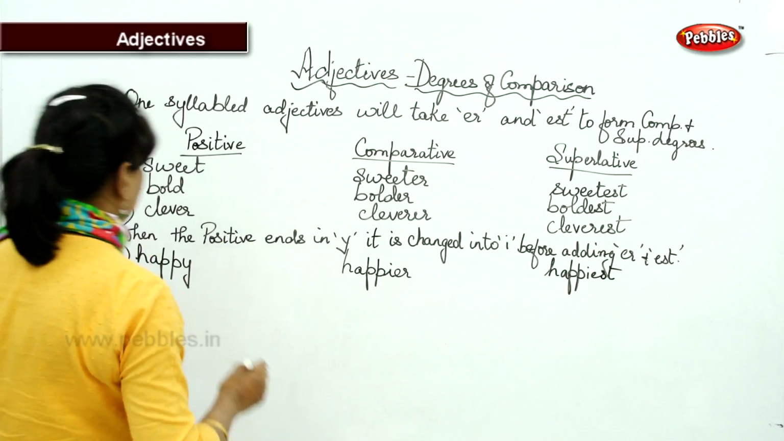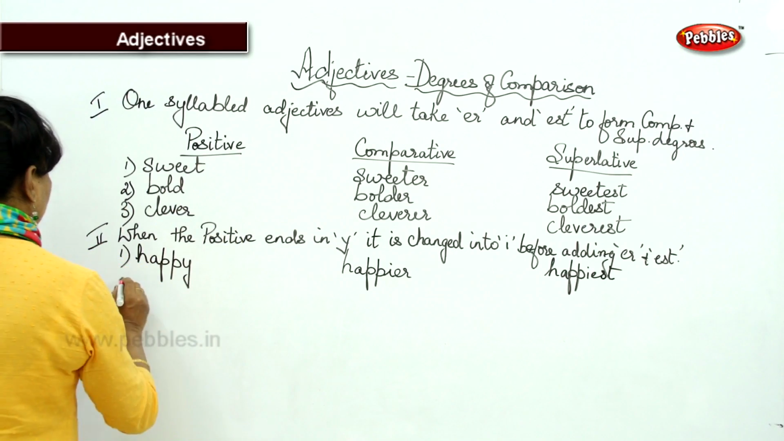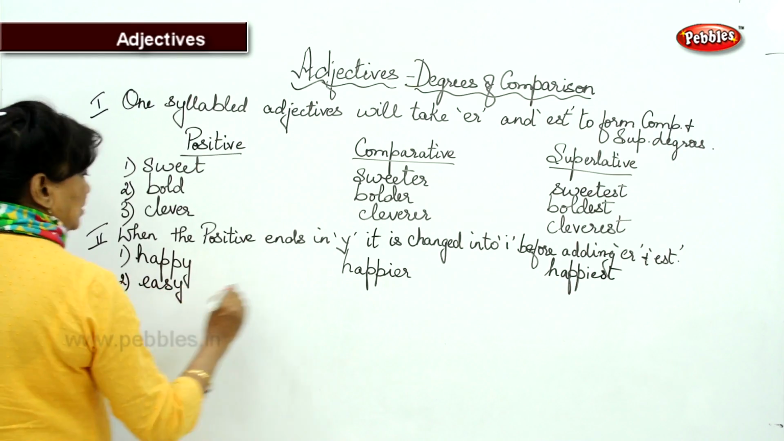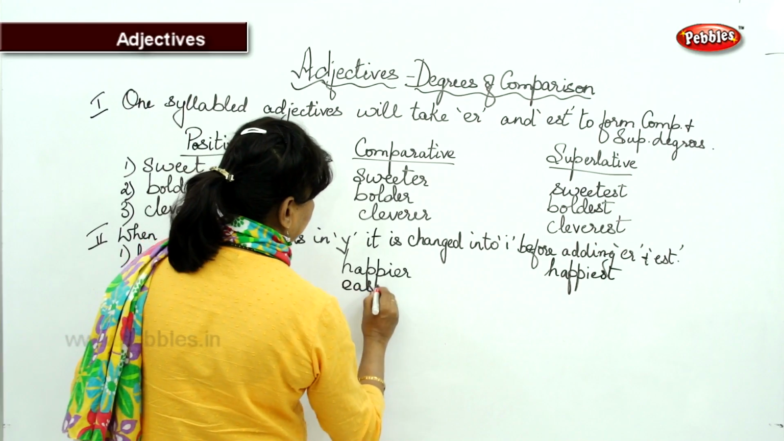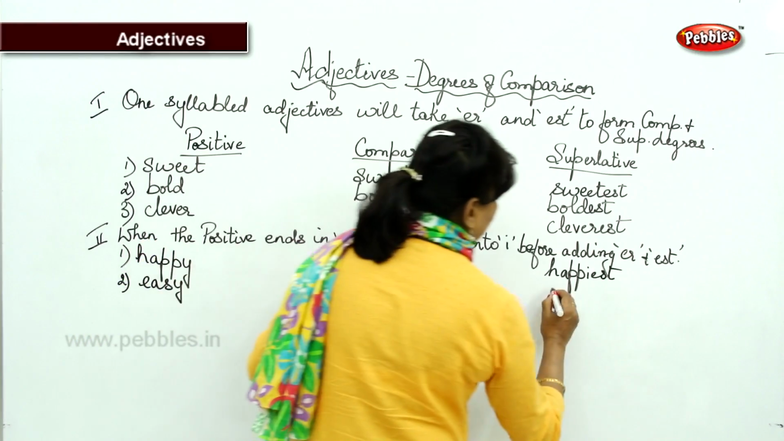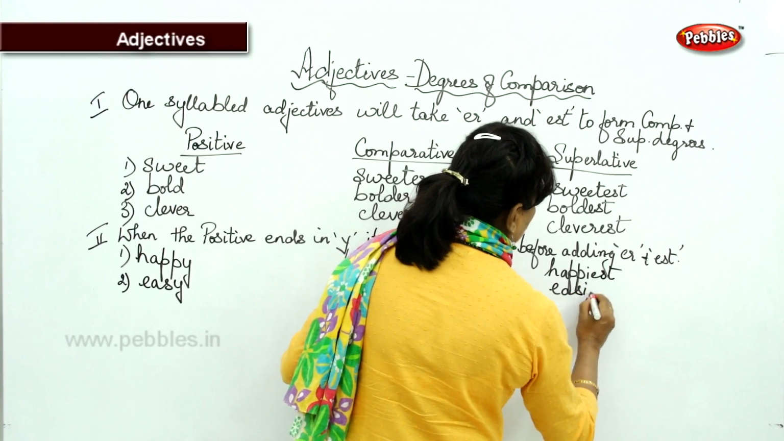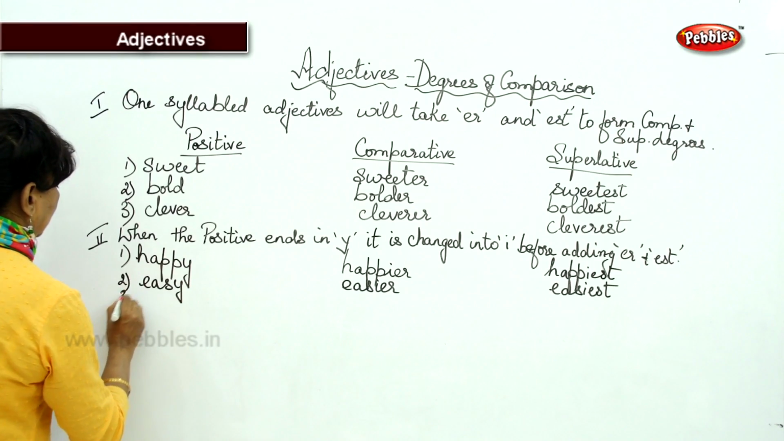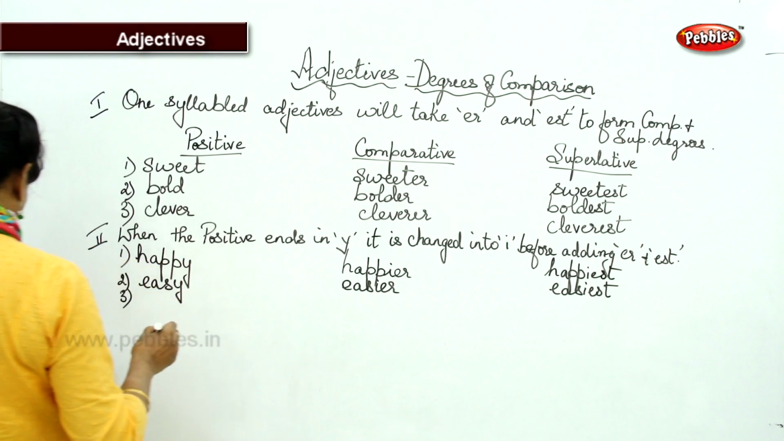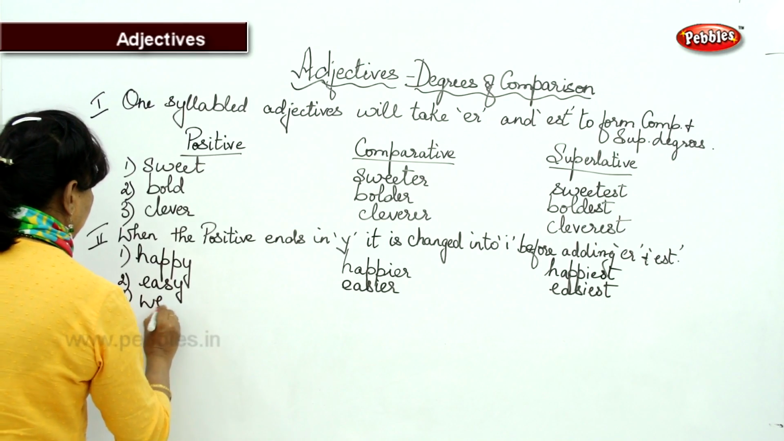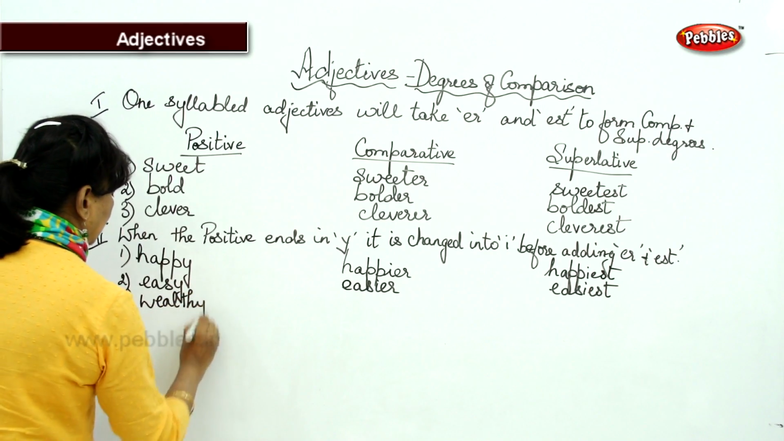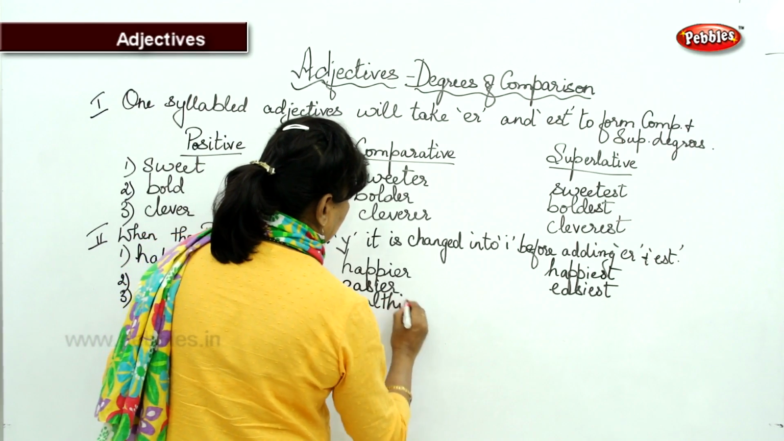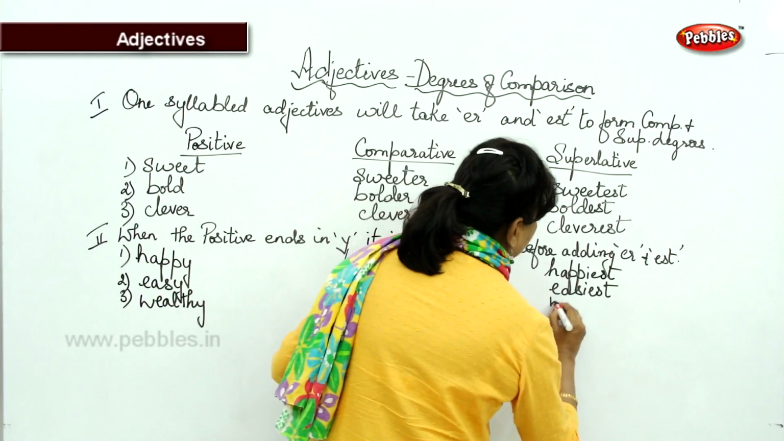Okay. Heavy, or easy. Easier, easiest. Next one, wealthy. Wealthier, wealthiest.